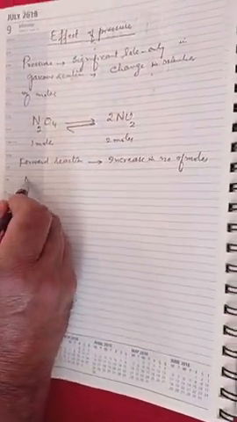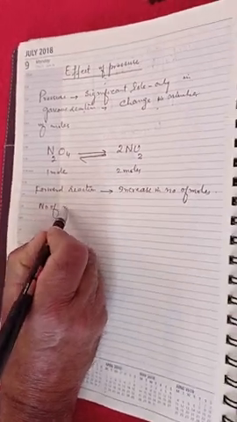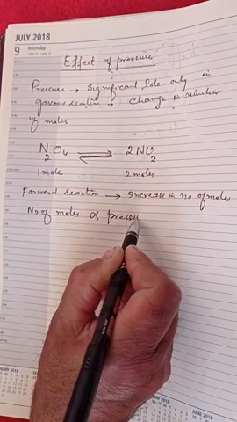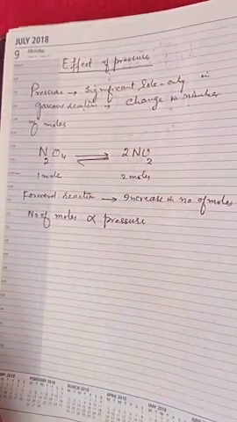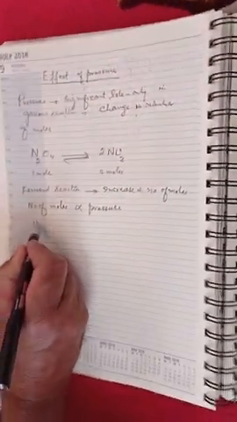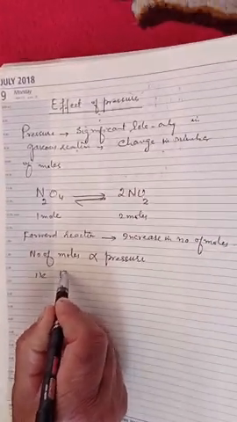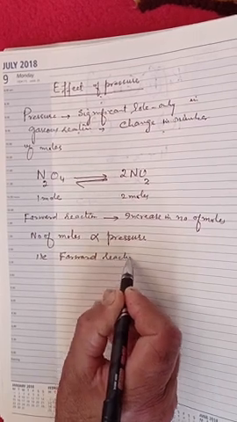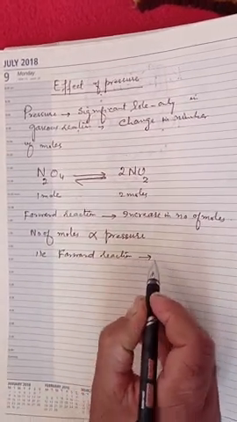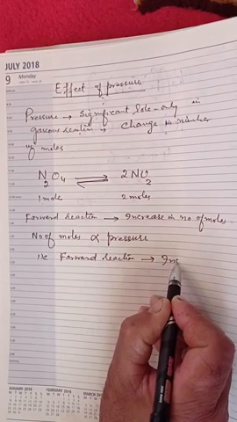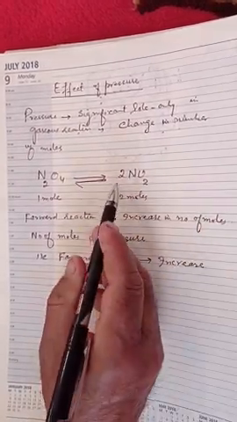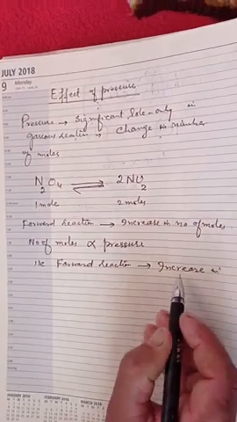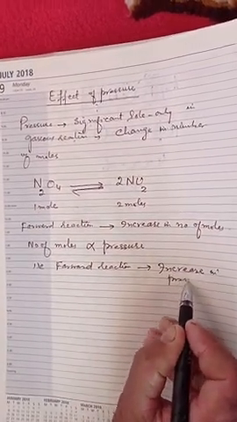Since the number of moles is directly proportional to pressure, in the forward reaction, which is accompanied by an increase in the number of moles, the pressure increases. So the forward reaction is accompanied by an increase in pressure.